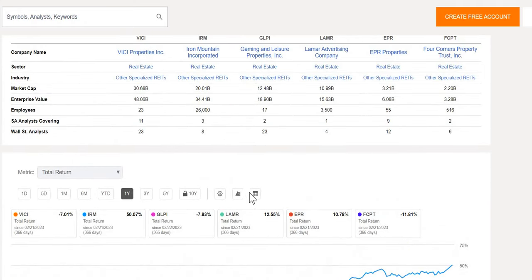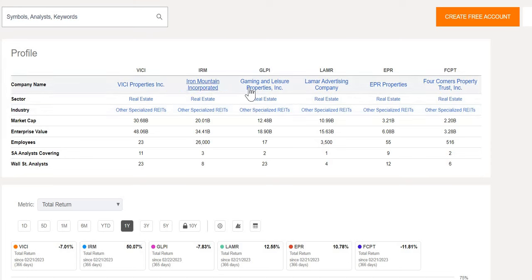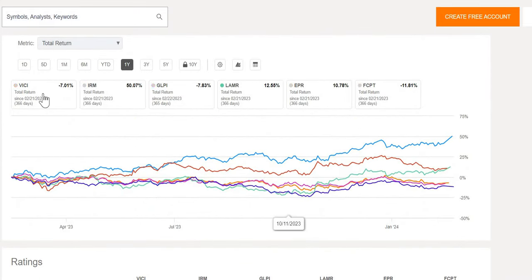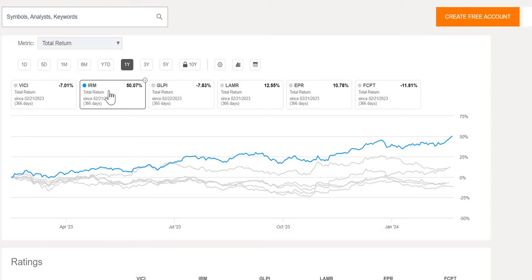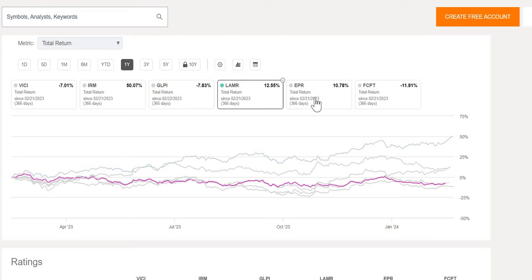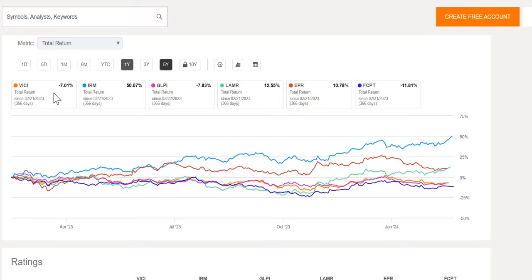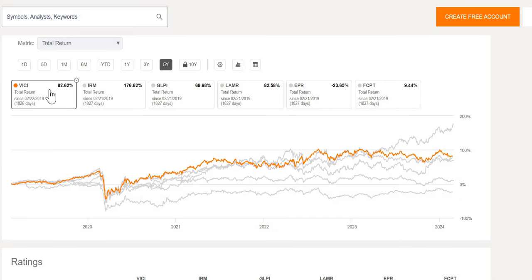Now, very briefly, looking at the other specialized REIT industry, we have Iron Mountain Corporation, Gaming and Leisure Properties, Lamar Advertising Company, as well as a few other well-known ones in the industry. Now, over the last year, we do see VICI Properties as one of the worst performing, down 7%. But we also really only have one that performed very well, which is Iron Mountain, up around 50%. Now, these do include those dividends reinvested. But we can see, other than IRM, the others haven't had the greatest yearly performance. Now, when we expand that to the last 5 years, we actually see a slightly different story. We see the majority performing very well.